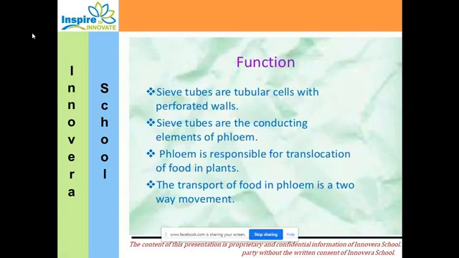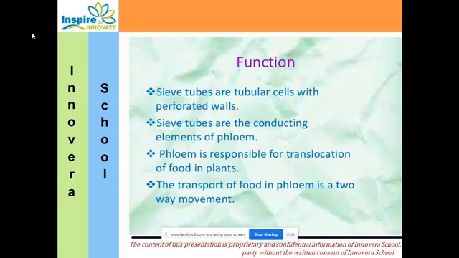So, function. Overall function I am mentioning here, then we will move to one by one discussion. Sieve tubes are tubular cells with perforated walls. We all know the meaning of perforated, having pores on its structure. Sieve tubes are the conducting elements of phloem. Conducting elements means the ones who are going to conduct or transfer things. So phloem is responsible for translocation of food in plants.